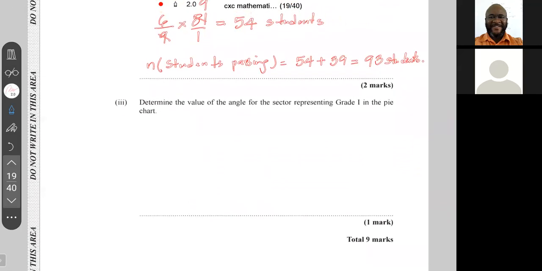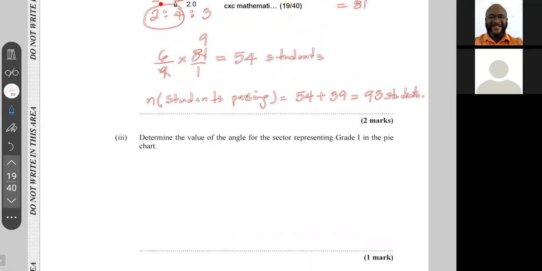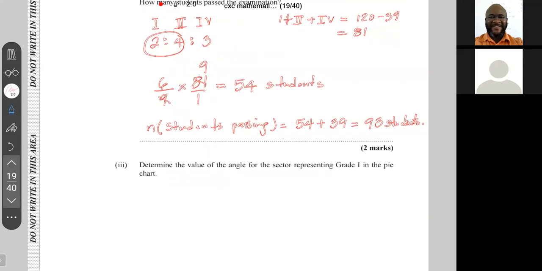This is the last part of the question. Determine the value of the angle for the sector representing grade 1 in the pie chart. So we need to see how many students got grade 1. Grade 1 is 2 out of the 9 parts of 81, which is 18 students.